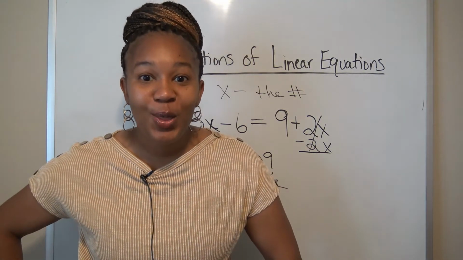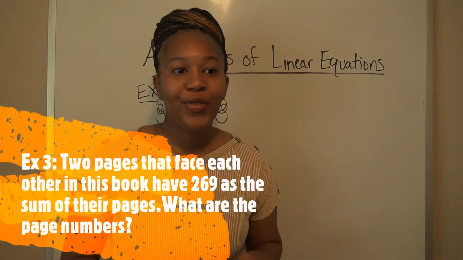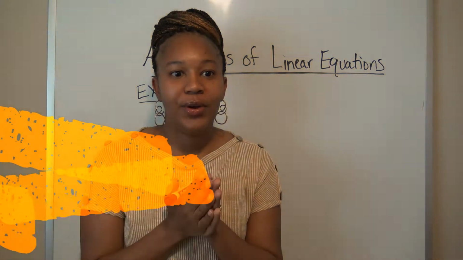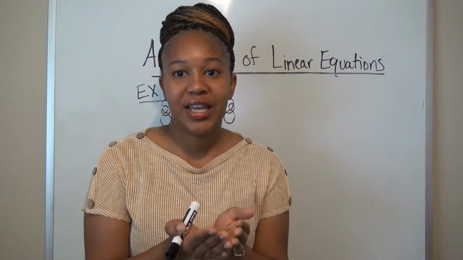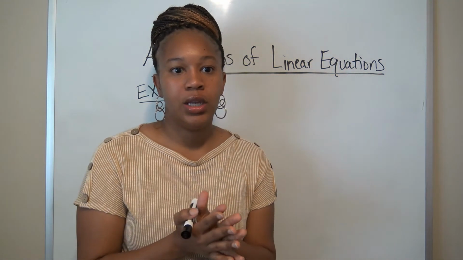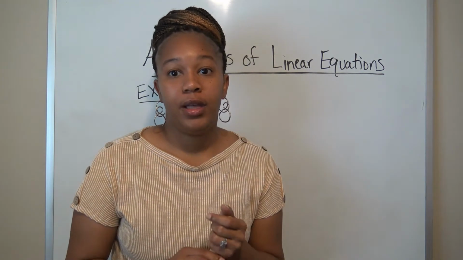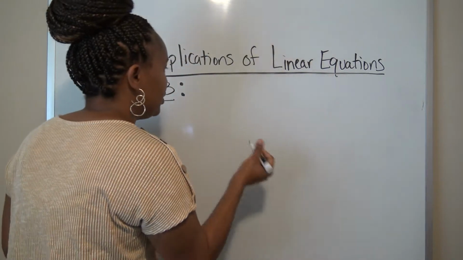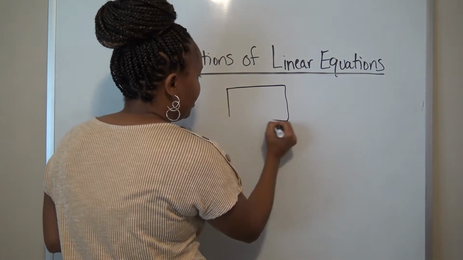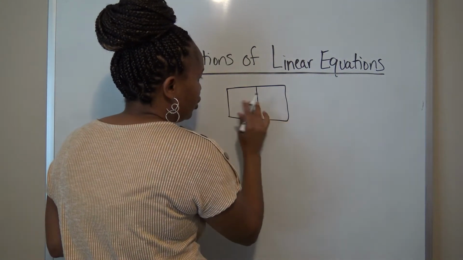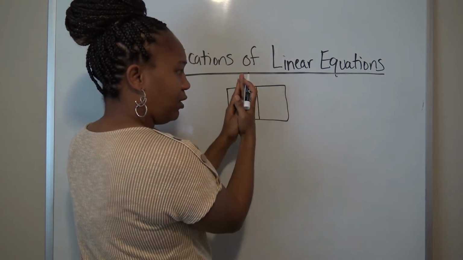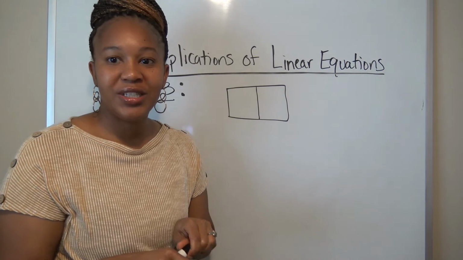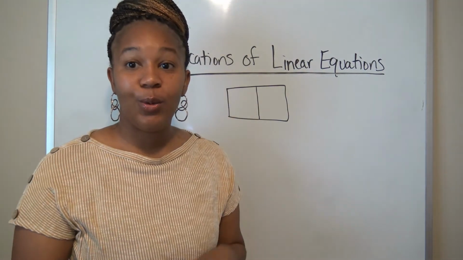Let's do another one. Okay, for example 3, it says 2 pages that face each other in a book have 269 as the sum of their pages. What are the page numbers? Okay, so we got 2 pages. So I'm just going to draw a picture. We've read the problem. So here's my book. We have 2 pages that face each other. So when I fold them up, they'll face each other. The sum of their pages is 269, and we want to know what is the number.